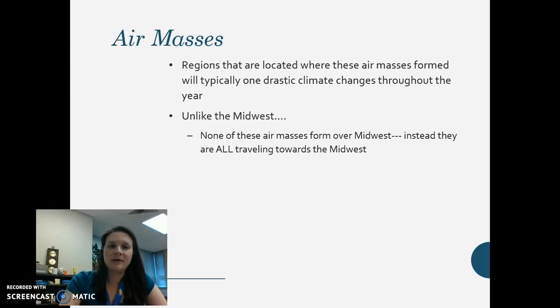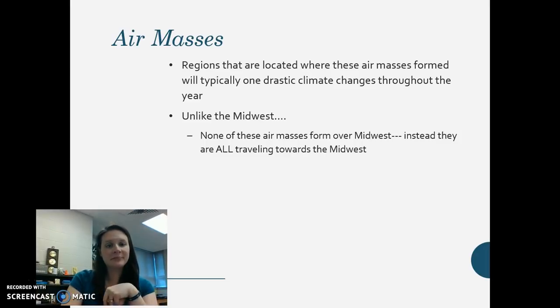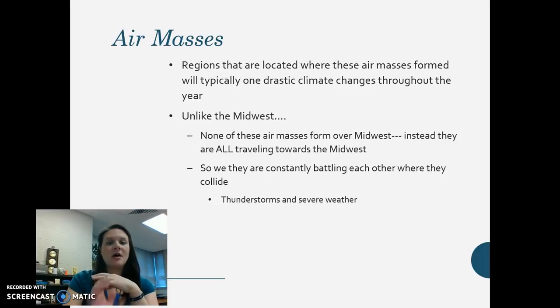But the Midwest is different. We don't have any air masses that form over us. Instead, this is where all of the air masses collide and come together. Everything is traveling towards the Midwest. So we get this like battleground between the air masses, and where they collide, sometimes that can create issues and frontal systems where you would see like thunderstorms and more severe weather like tornadoes. And it's just because those air masses are so different and they're colliding and meeting up all in the Midwest.